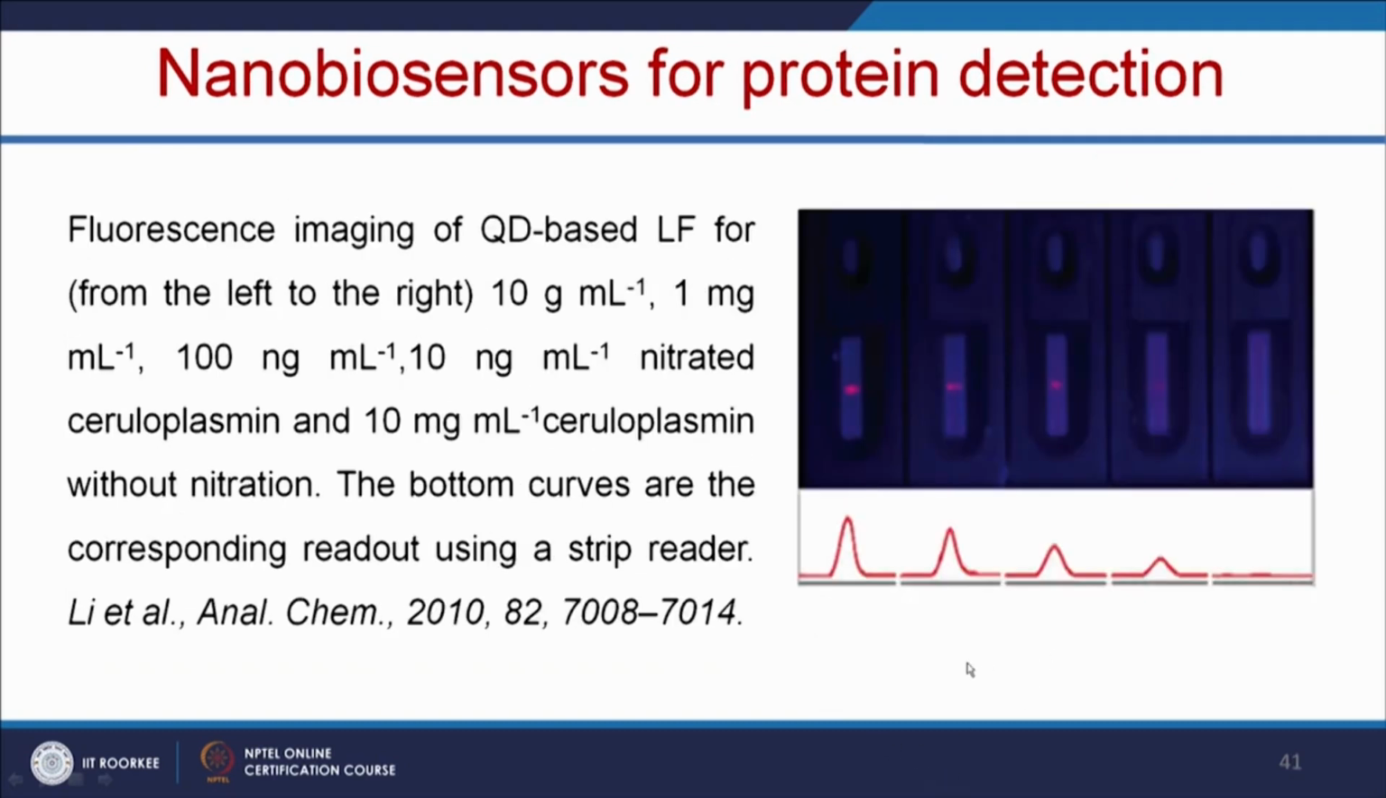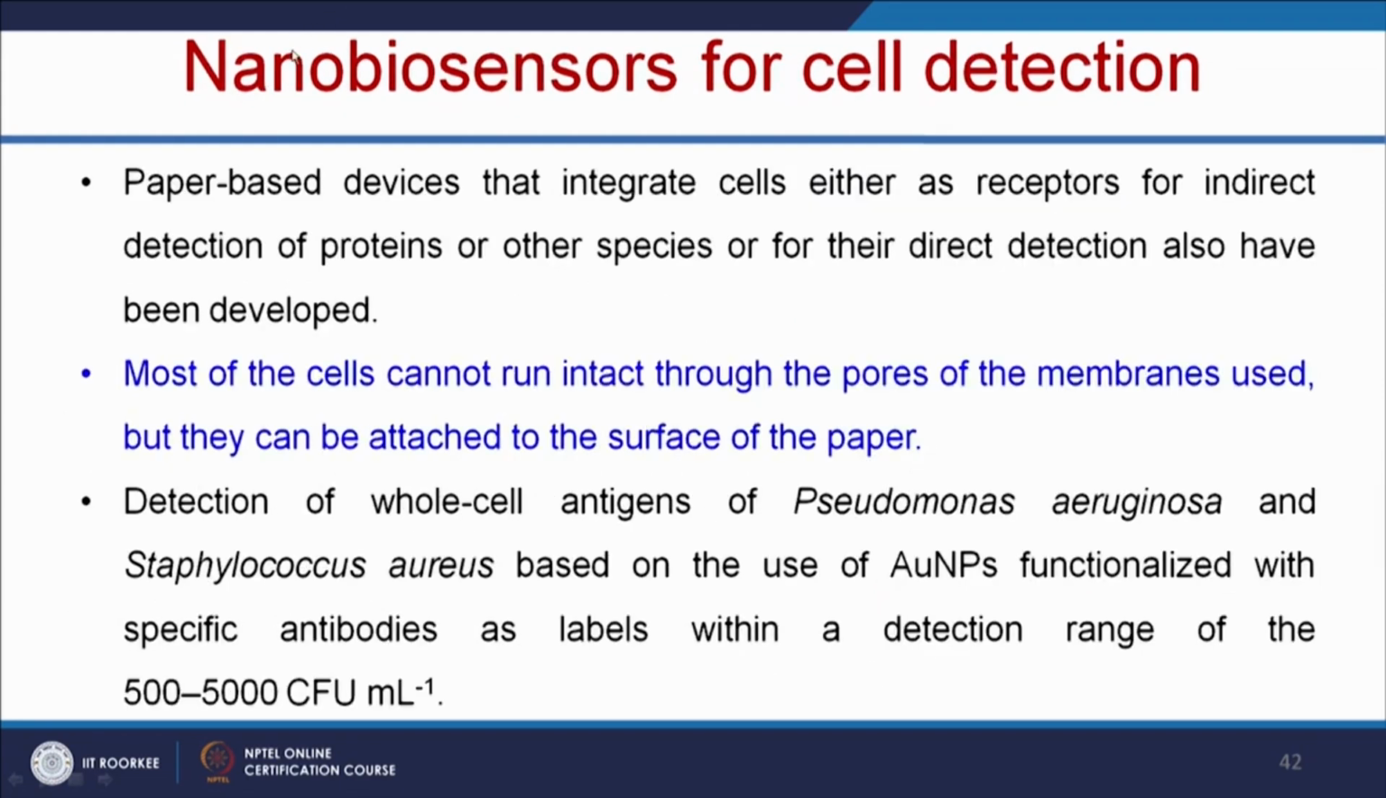So, the next example is we can use quantum dots. You can use quantum dots also for diagnostic applications, and we can measure the fluorescent intensity using the strip reader. The next example is nano biosensors for cell detection. Here the cells cannot run intact through the pores of the membranes, but they can be attached to the surface of the paper. Using this we can detect pathogens like Pseudomonas or Staphylococcus bacteria, where we will be using gold nanoparticle functionalized specific antibodies, and it can detect 500 to 5000 colony forming units.